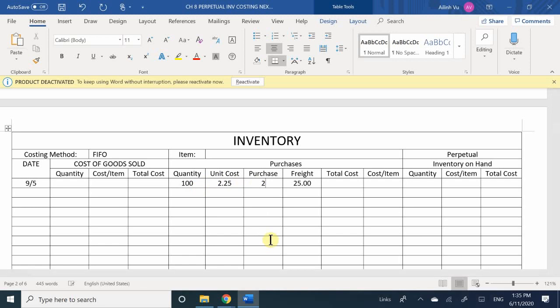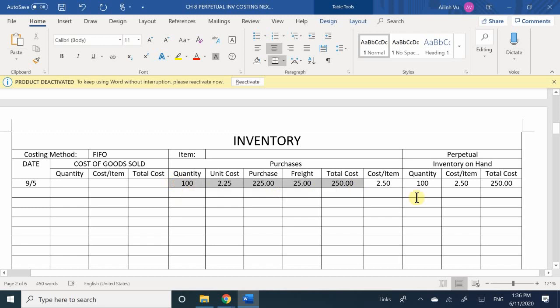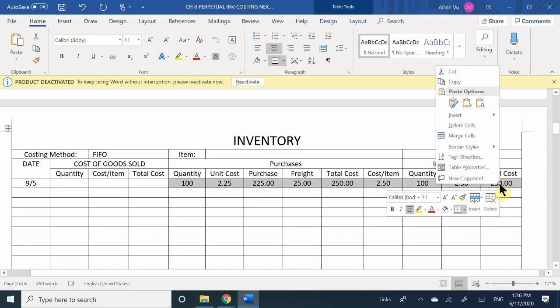$225. And if I add 25, my total is 250. So what is my cost per item? $2.50. I'm going to update this section right here so that I know I have this in my inventory.